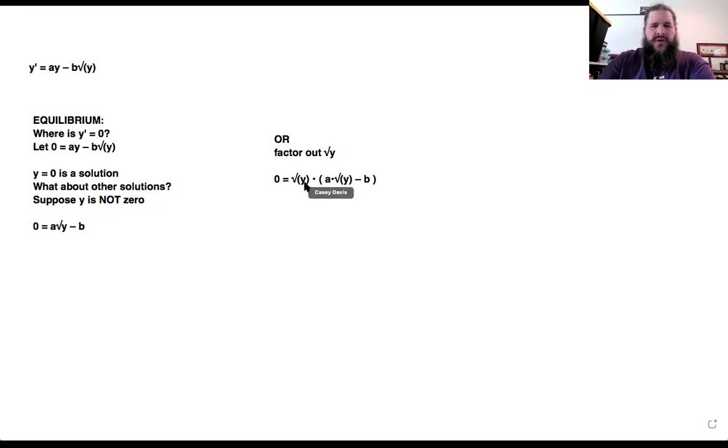With the factoring approach, though, we would use the zero product property, that if two things multiplied equals 0, then one or the other has to be 0. So we could say square root of y equals 0, or a times square root of y minus b equals 0. And if square root of y is 0, then of course we just get y equals 0 by squaring both sides. If instead we have a square root of y minus b equals 0, how would we solve that for y?